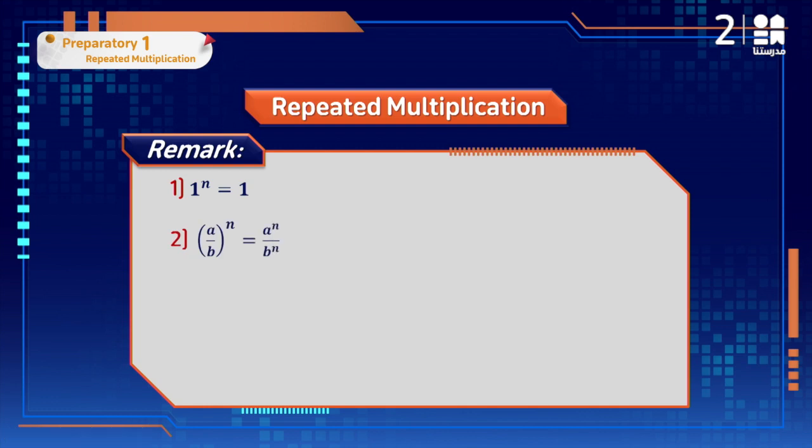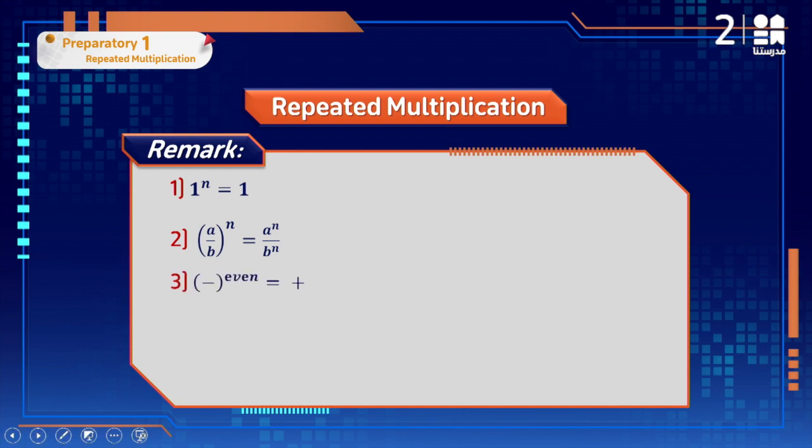a over b to the power of n. That means we will distribute this n, or this exponent, for a, the numerator, and also for b, the denominator. So it becomes a to the power of n over b to the power of n.